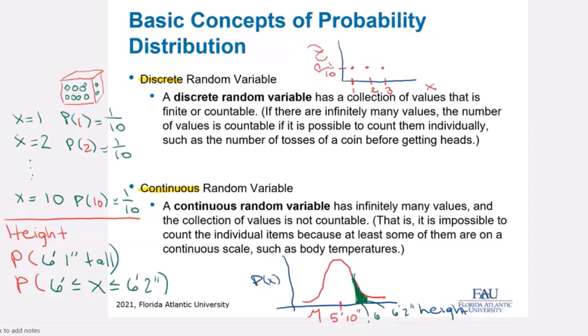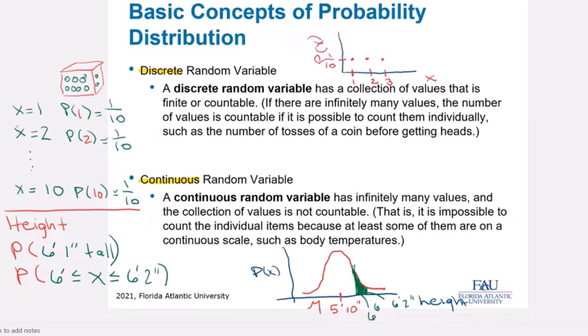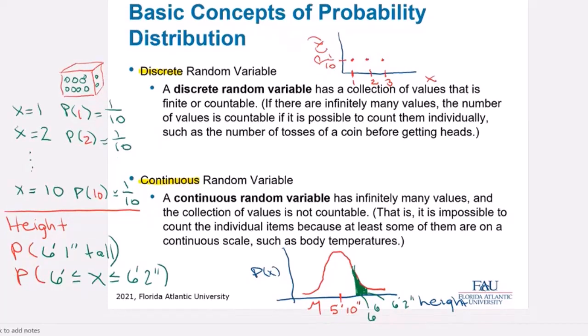I can't count all the values that are between 6 feet and 6'2". I have to have a range. I can say it's the area under the curve. It's not possible to count the individual items because they are on a continuous scale, such as body temperature, height. When you're growing, you don't go from 4'1" to 4'2". You have to hit every single number in between. This is continuous. Notice my graph is a continuous graph. Whereas these are just dots, this is a continuous line.